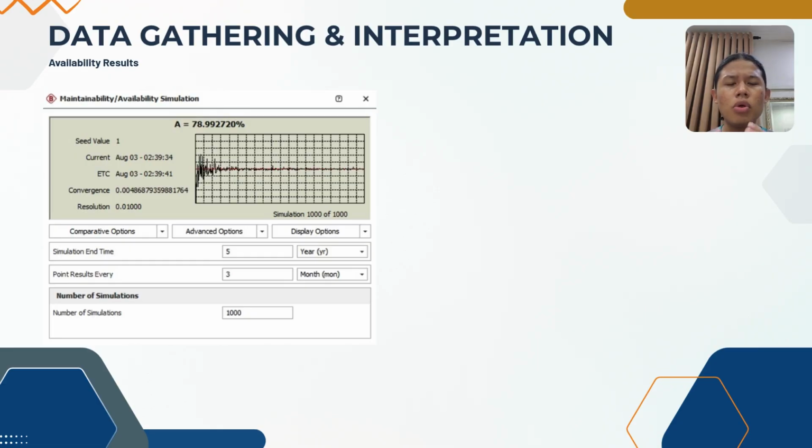The key takeaway is that both methods point to the same conclusion. The plant availability is critically low. For our analysis, we will use the more conservative figure of 77.65%. This means over a 5-year period, we can expect a total downtime of approximately 480 days.